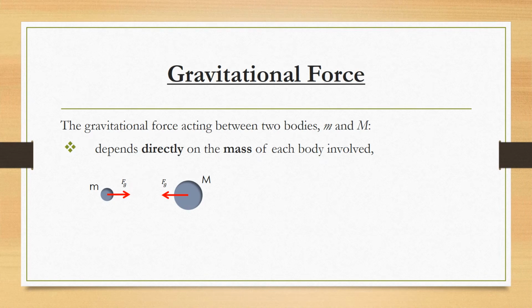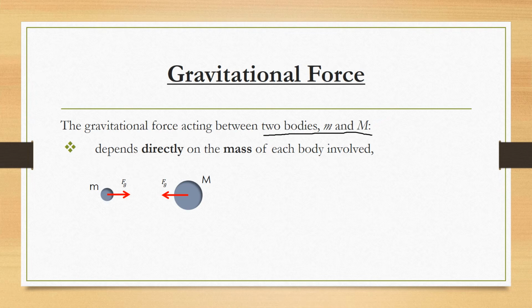By knowing the nature of the direction of force, now what we need to concentrate on is the strength of the force. We need to know the magnitude of the gravitational force that is acting between the two bodies. One thing that we need to know is that this force depends directly on the mass of each body involved. Let's say I have two spheres here, one with a small m and another with a capital M.